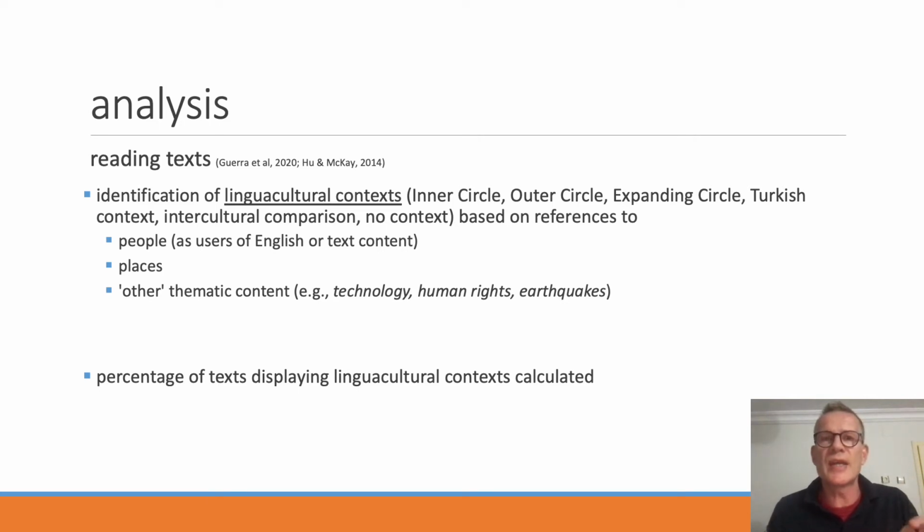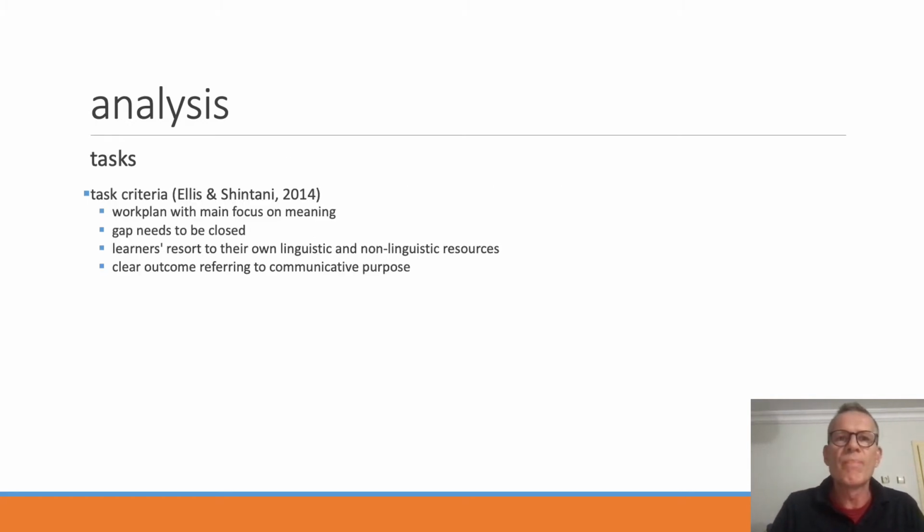To illustrate this, in the books I analyzed, there was a text about earthquakes, about rescue operations after earthquakes, and reference was given to New Zealand. So there was reference given to the inner circle, but still the text related to thematic content. Because the course books have different numbers of reading texts, I calculated the percentage of text displaying these linguacultural contexts. You will see it in a minute.